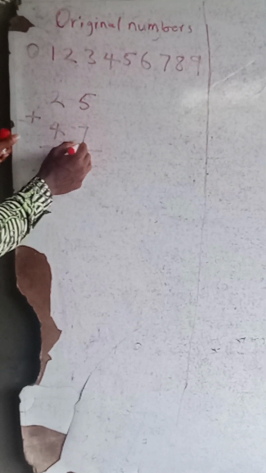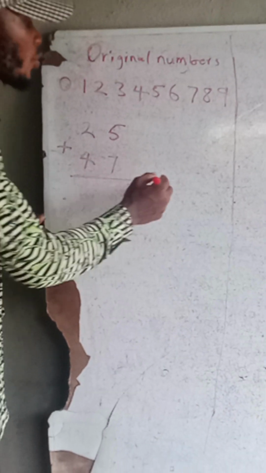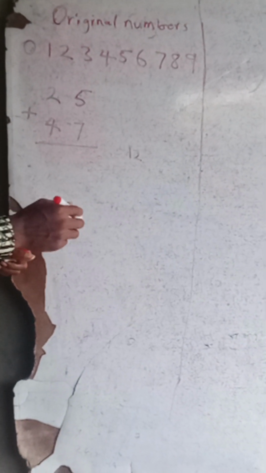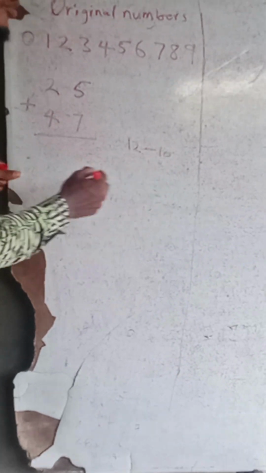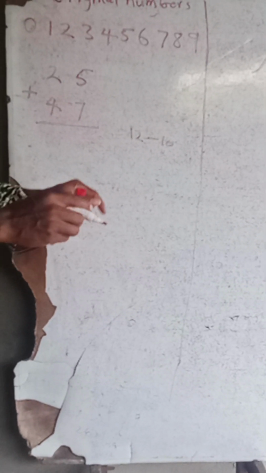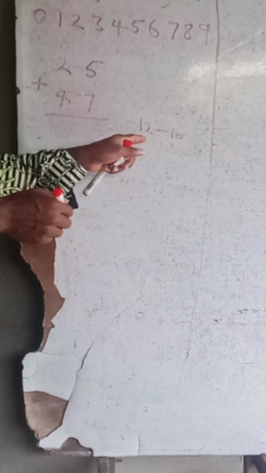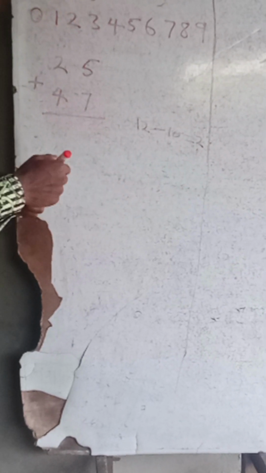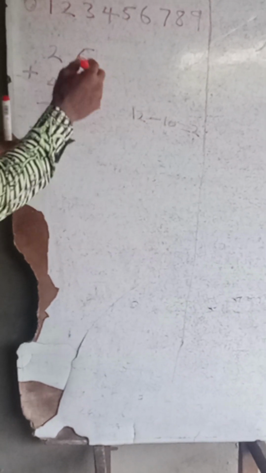5 plus 7 is 12. But 12 is more than the natural base 10. So since it is more than the natural base 10, you have to minus 10 from 12. Why are we minusing? Because the base 10 is less than the number you have gotten here, 12. So 12 minus 10 is 2. And 2 is less than the natural base 10, so we can write down the 2.